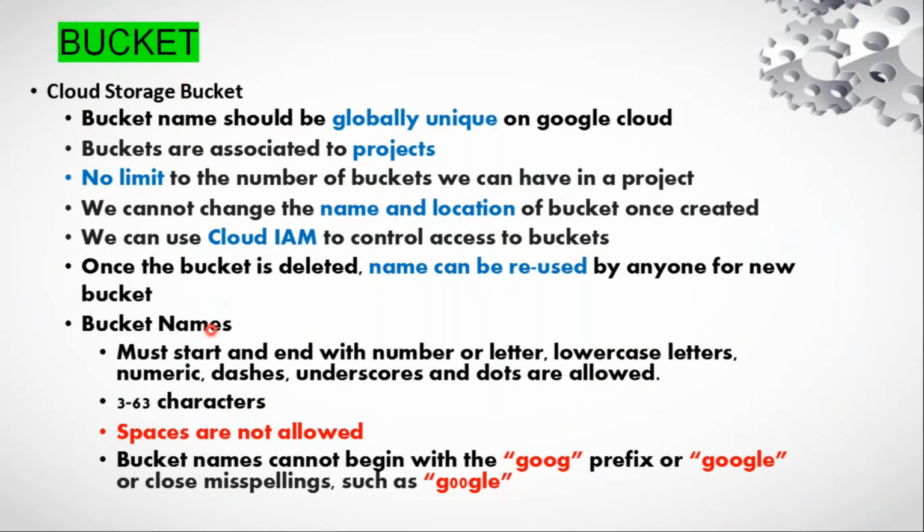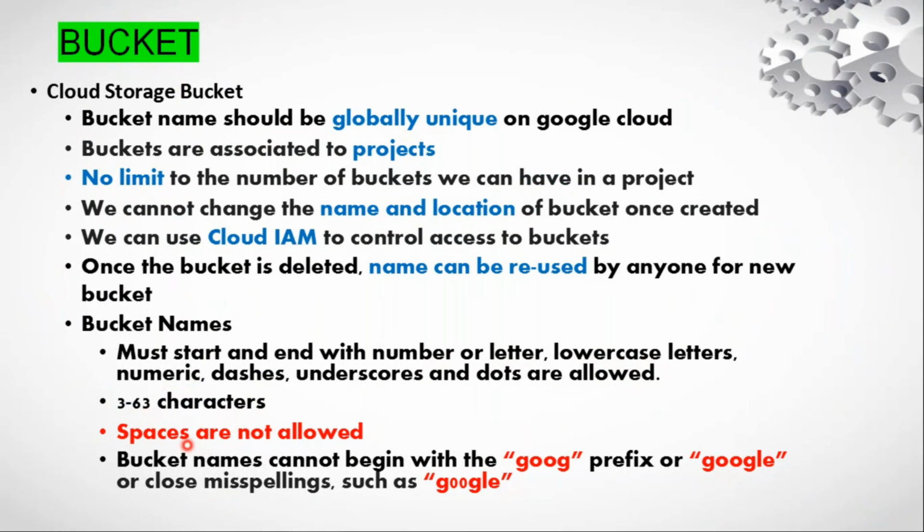For the bucket naming convention, it should start with a number or letter. Only lowercase letters are allowed, no uppercase letters. Numerics are allowed, and dashes, underscores and dots are allowed. The length of the bucket name should be between 3 and 63 characters. It should not be less than 3 characters, not more than 63.